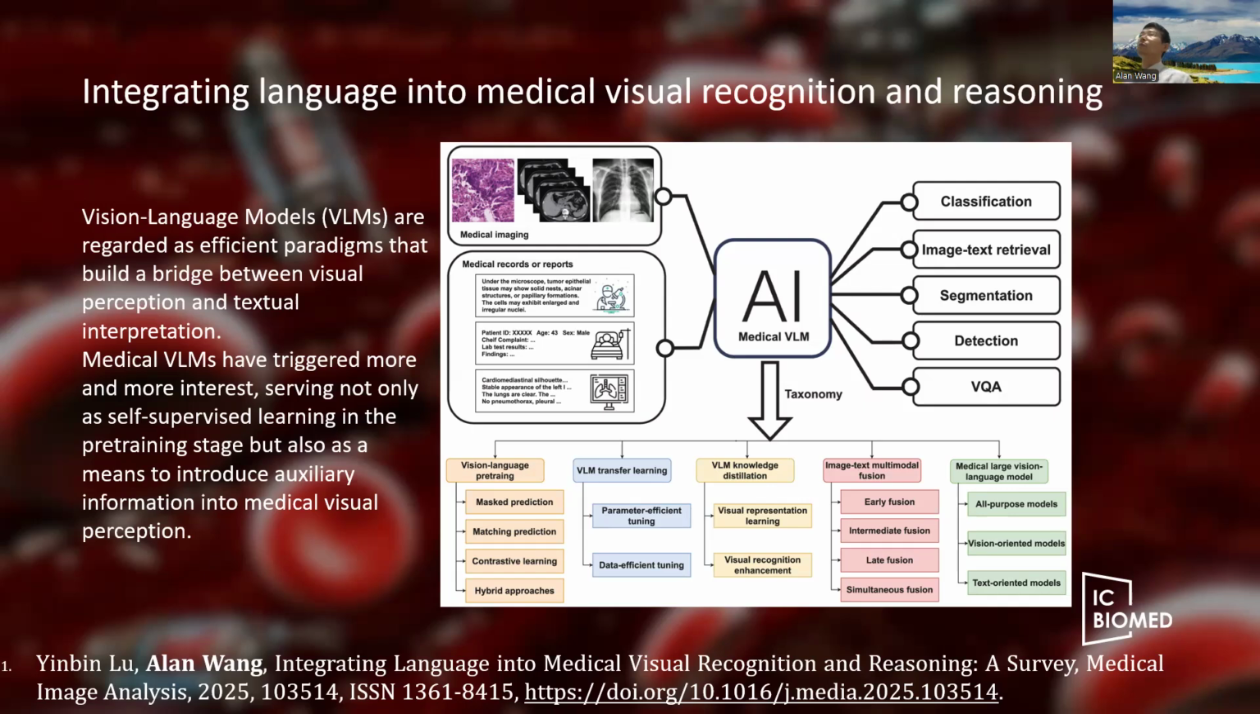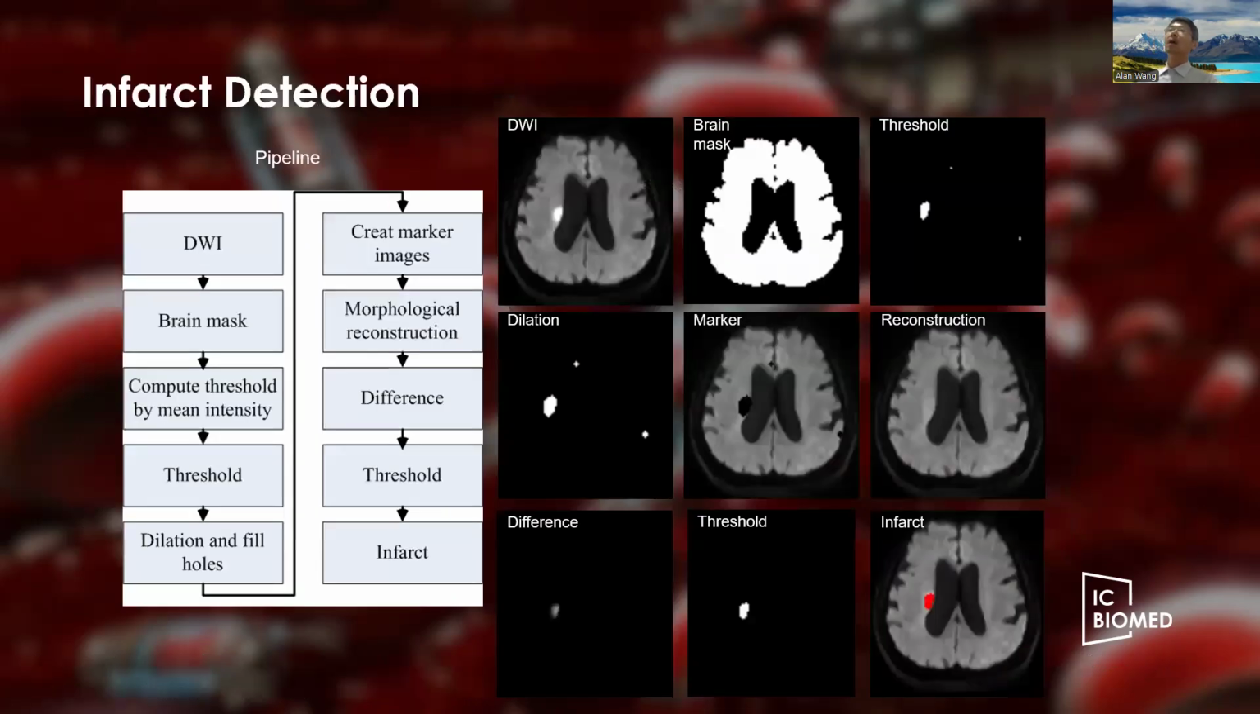On the right side, this is the general diagram for the vision language models within the applications for the medical field, including medical imaging data and medical records, which is really multimodal. Then it includes the classification of neurological disease, for example in neurology, or segmentation and detection.